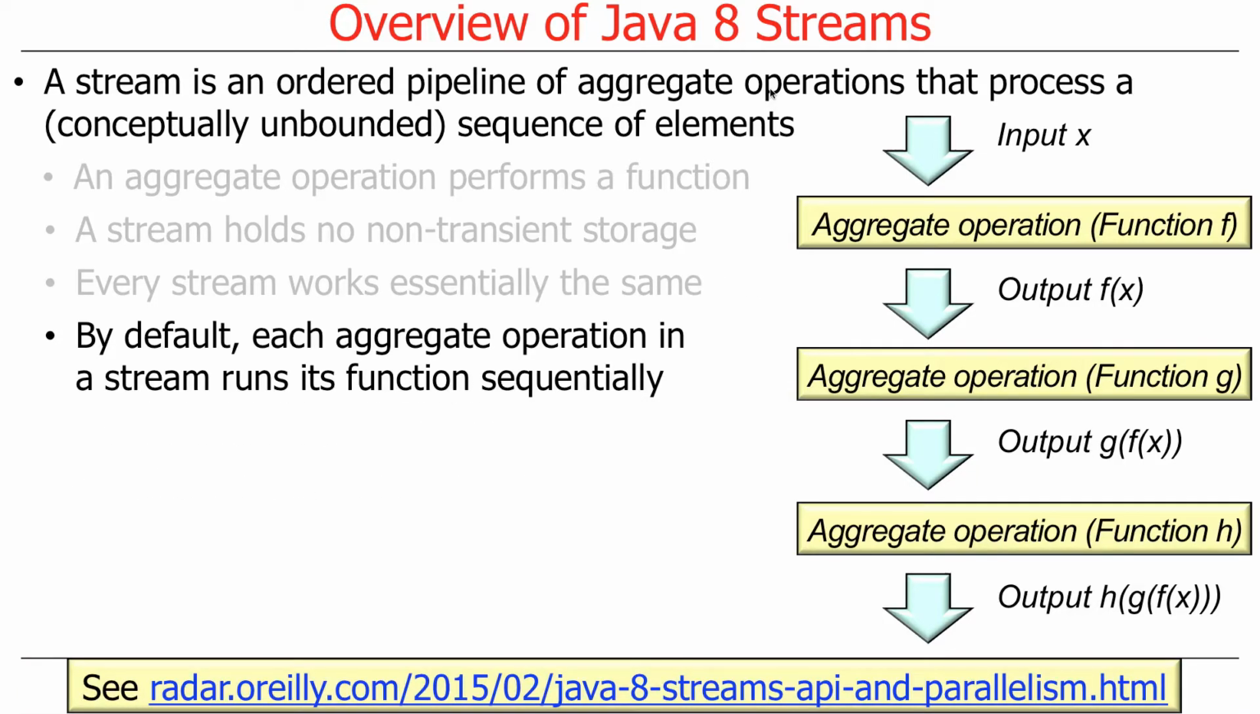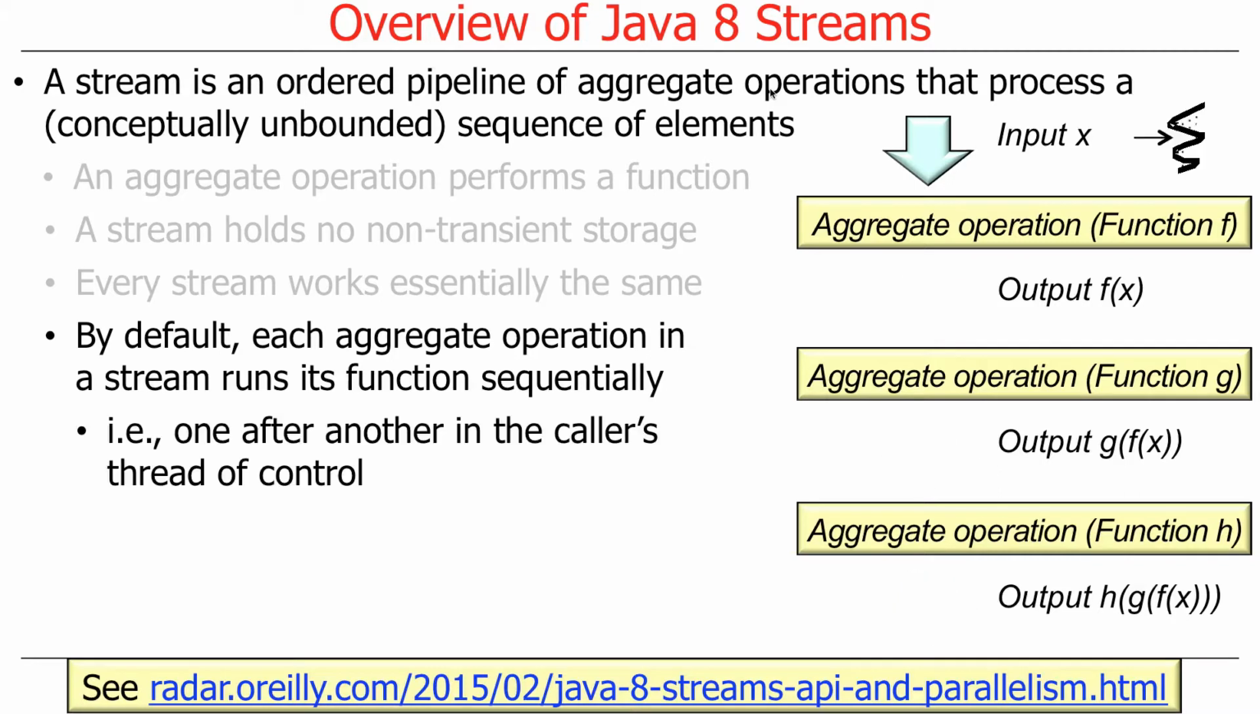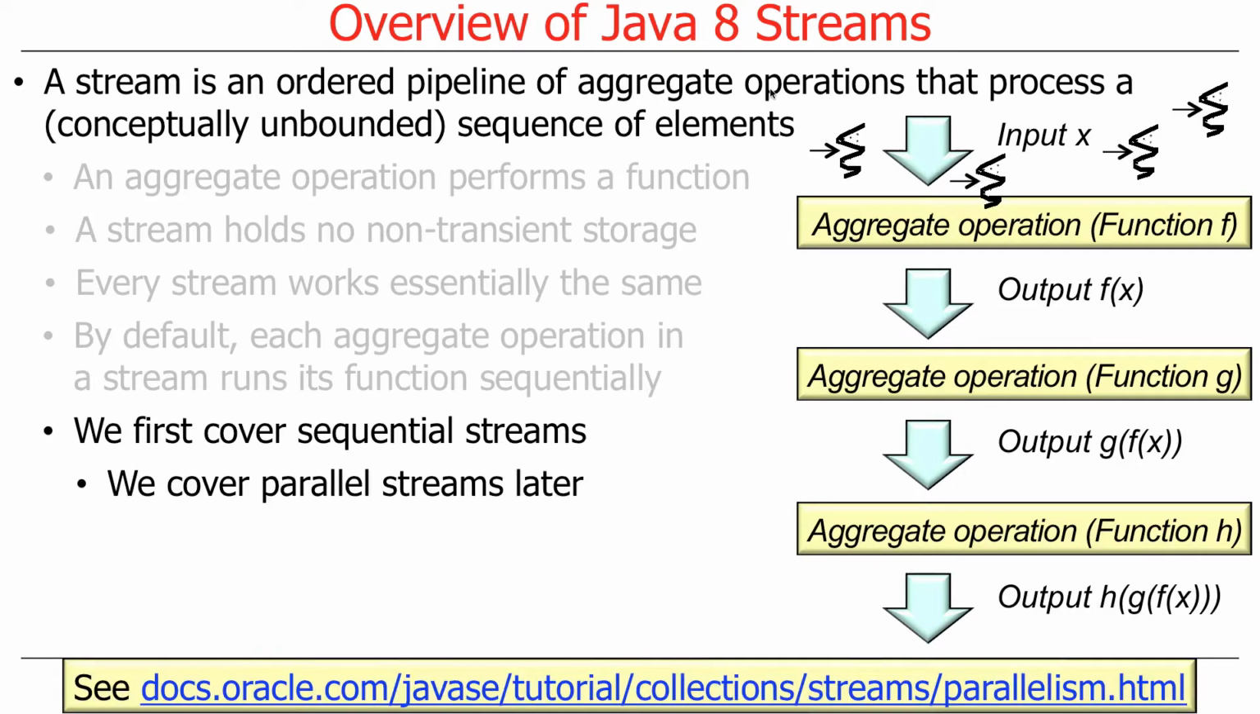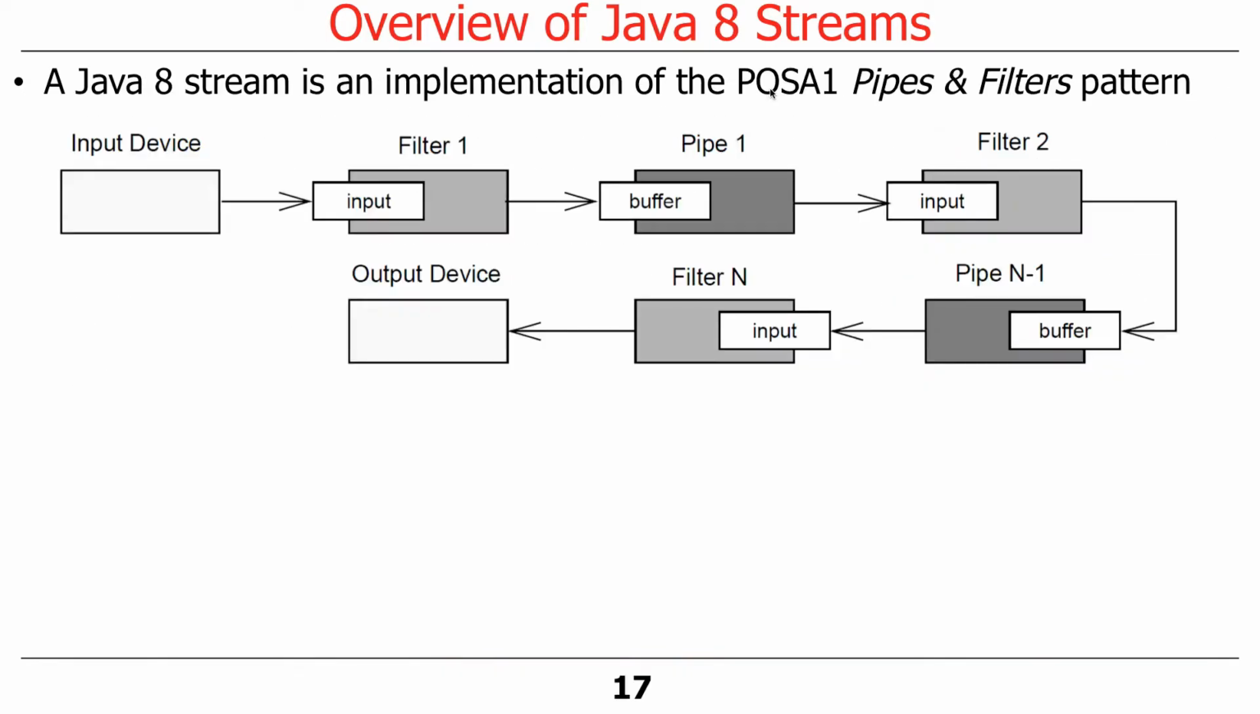By default, each aggregate operation in the stream runs its function sequentially. So by default, there's one and only one thread. We'll talk later about how to go ahead and enhance that. This discussion will be about sequential streams. Parallel streams will be covered later if we have time. If we don't have time, there are other places to learn about that.